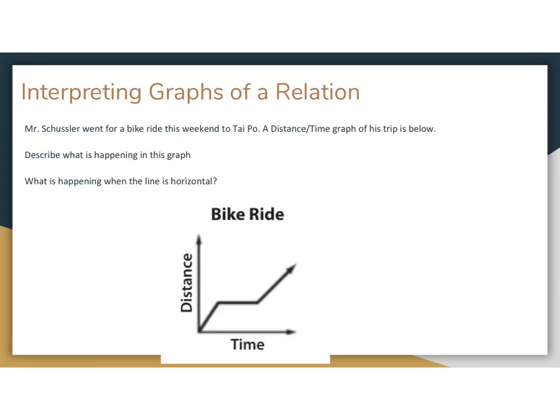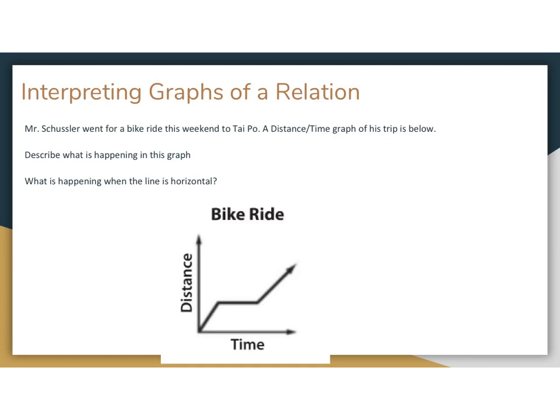One final thing that we want to look at about relations today is interpreting graphs of a relation. So Mr. Schuessler went for a bike ride this weekend to Tai Po. A distance time graph of his trip is below. So go ahead and copy this graph into your notes and then take a minute to describe what is happening, and also what is happening when the line is horizontal.